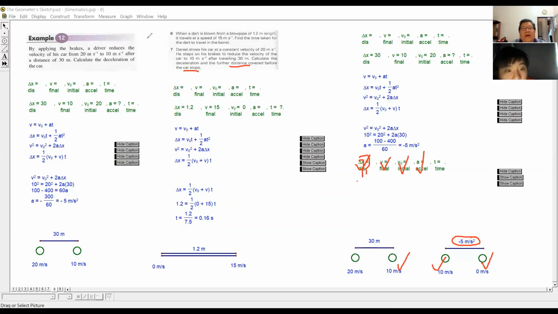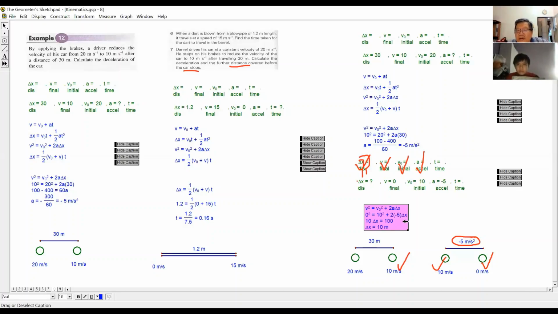So we will be using the third one still. You copy down the third equation, substitute in the values: final velocity 0, initial velocity 10, then the deceleration is -5. Solving this linear equation, you have the displacement is 10 meters. So you will travel another 10 meters, a further 10 meters before coming to a stop.